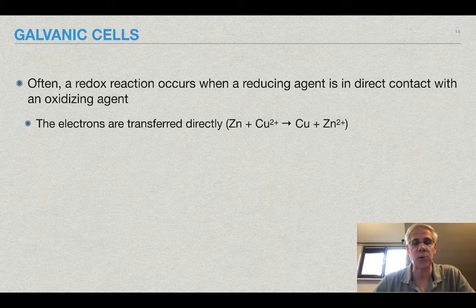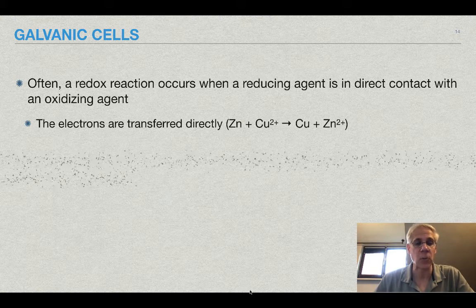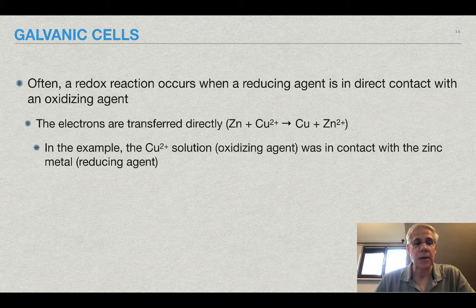So in this example, we see that the zinc and the copper collide, and the electrons are transferred from the zinc to the copper there. And so that's one way to do it. And in this case, since the copper solution was reduced, going from copper 2 plus to copper, it is the oxidizing agent. That can be a little confusing. And since the zinc was oxidized, that is the reducing agent.